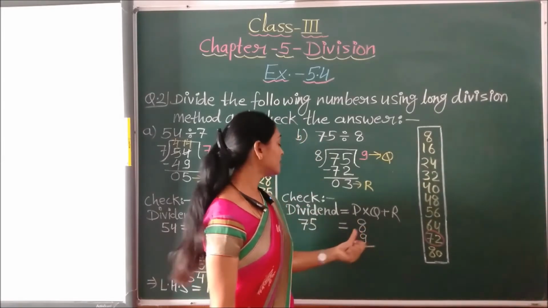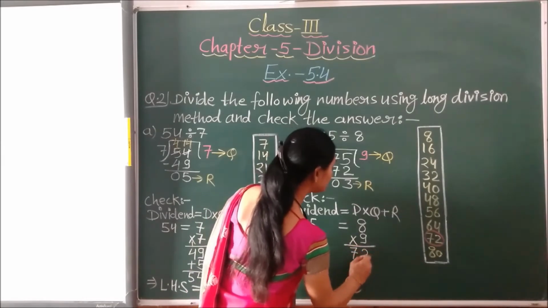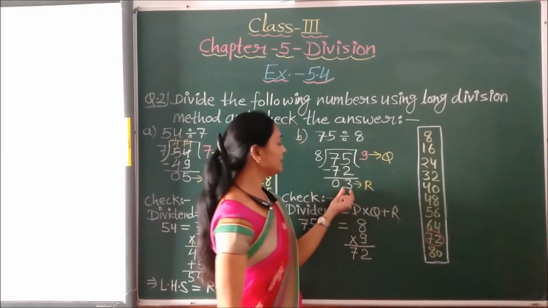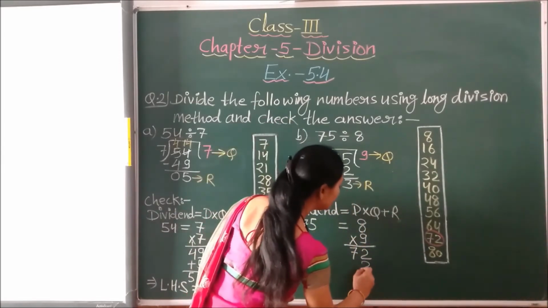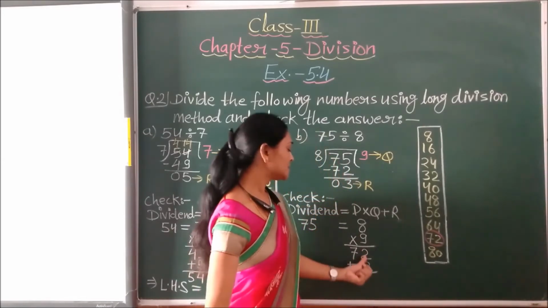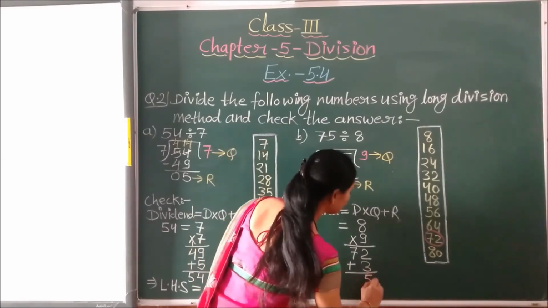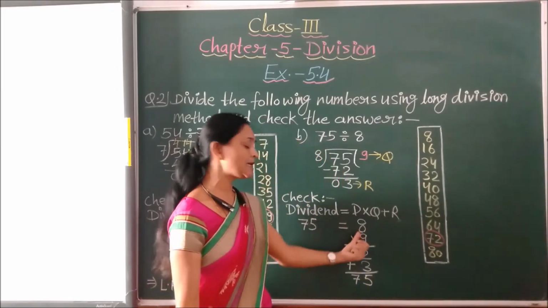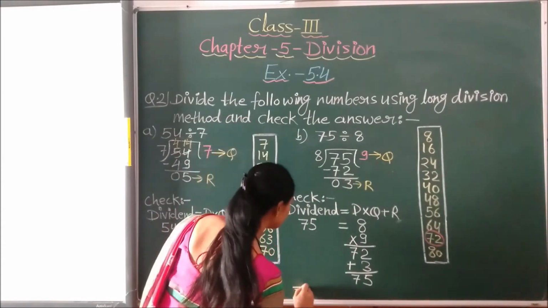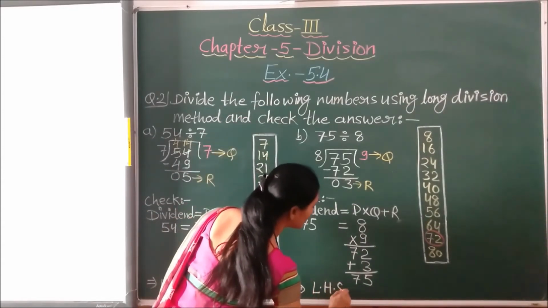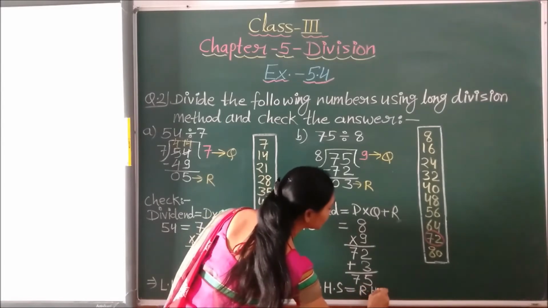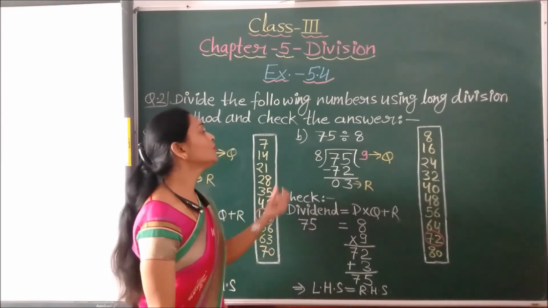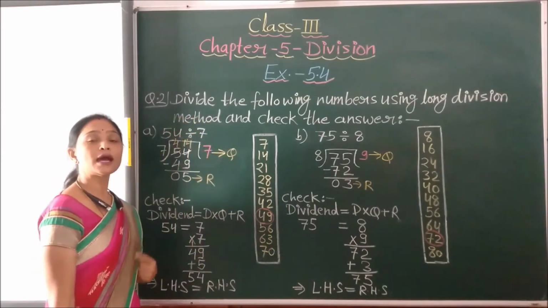9 eights are 72. So here we write this 72 and then we add the remainder. Remainder is 3, so we write 3 down and add. 2 plus 3 is 5 and this is 7. So here also we got 75. It means both sides are equal, left hand side is equal to right hand side. Yes children, so our answer is correct. This way you may divide and check your answer also.